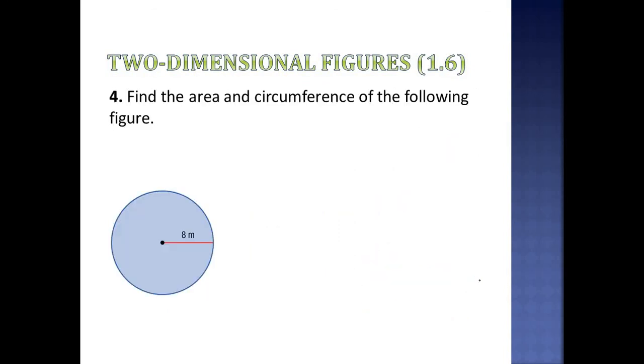And I believe we have one more example. We'll find the area and circumference using the following figure here. We have a circle. So first off, the perimeter of a circle is called the circumference. Circumference is 2 pi r, or C equals pi d if you're given the diameter. In this case, the value 8 meters, that's a radius, so we will substitute into 2 pi r. And we'll get 2 pi times 8. 2 times 8 is 16 pi meters.